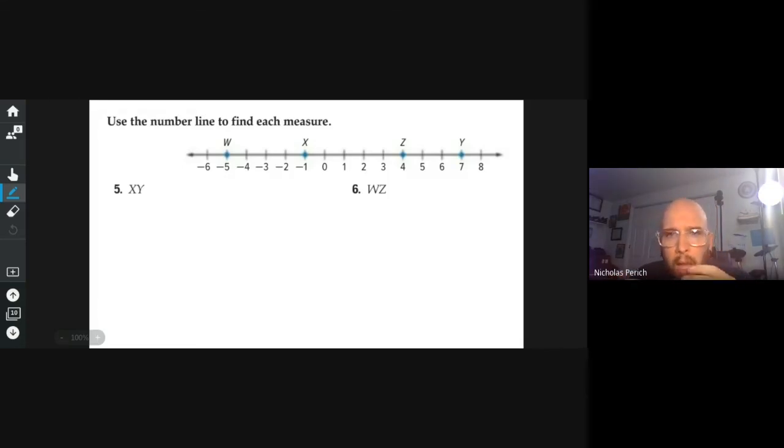All right. Use the number line to find each measure. This is actually pretty easy. XY goes from here to here. How long is that line? Type it out or say it.